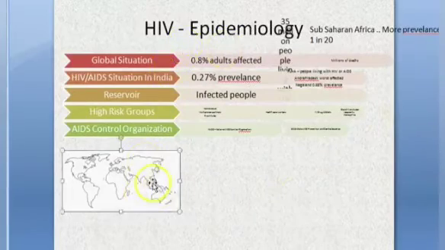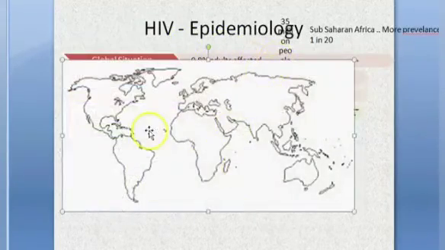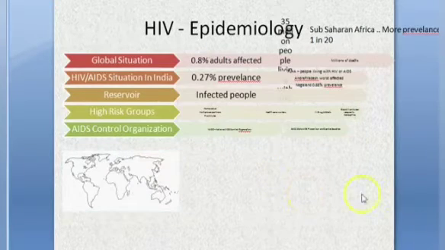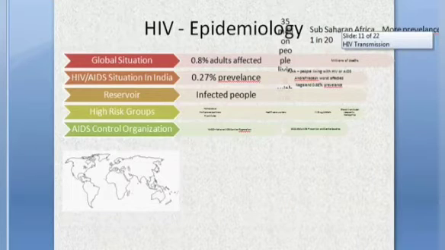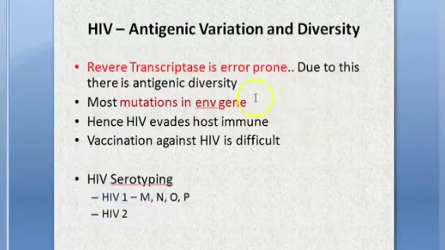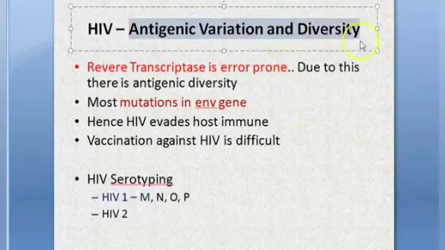Okay. Guys, in this epidemiology, one more point we wanted to add is this: in sub-Saharan African countries, the prevalence is like 1 in 20. 1 in 20 people will have HIV. So be very careful if you are going there or working there. So now let's move on. We saw the antigen, right? Okay, then we will see the antigenic variation and diversity.